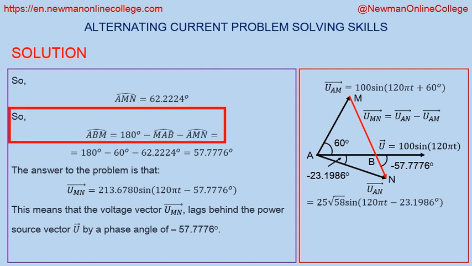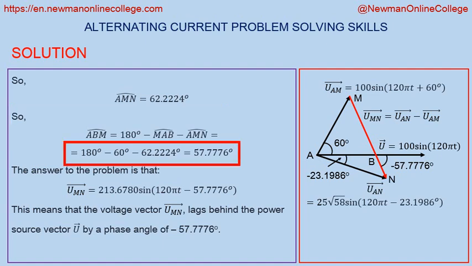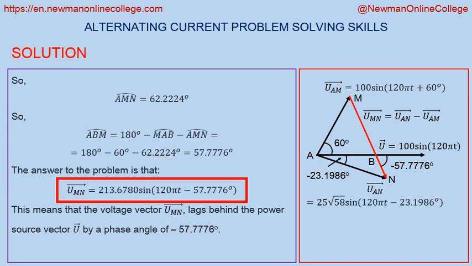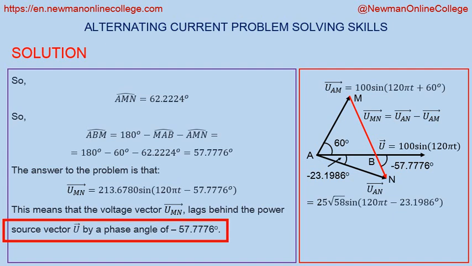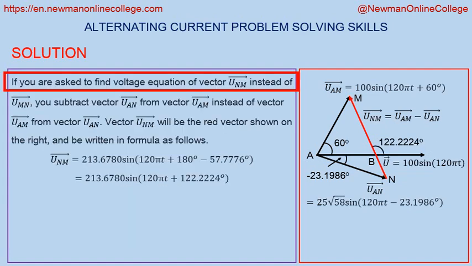So, the angle ABM equals 180 degree minus the angle MAB minus the angle AMN equals 180 degree minus 60 degree minus 62.2224 degree equals 57.7776 degree. The answer to the problem is that vector U sub mn equals 213.6780 times sine of 120 pi t minus 57.7776 degree. This means that the voltage vector U sub mn lags behind the power source vector U by a phase angle of negative 57.7776 degree.